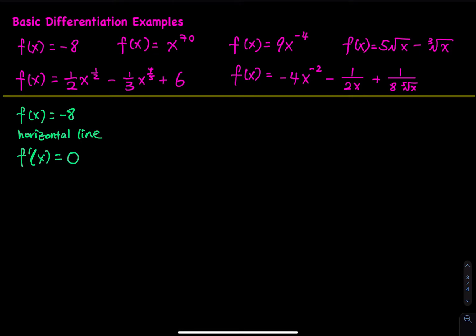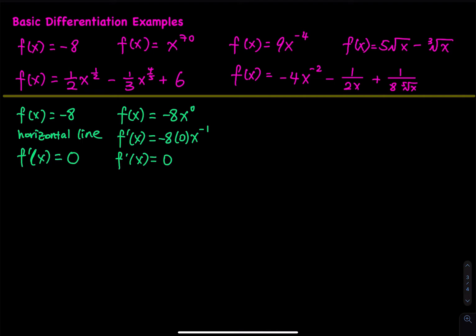Another way to think about this is you can think about it as f of x equals -8 times x raised to the 0 power, because x raised to the 0 power is equal to 1, right? And then you bring the power down, so you have f prime of x, that is -8 times 0, and then x raised to the -1. So once you have a 0, the whole thing is equal to 0. So f prime of x is just equal to 0.